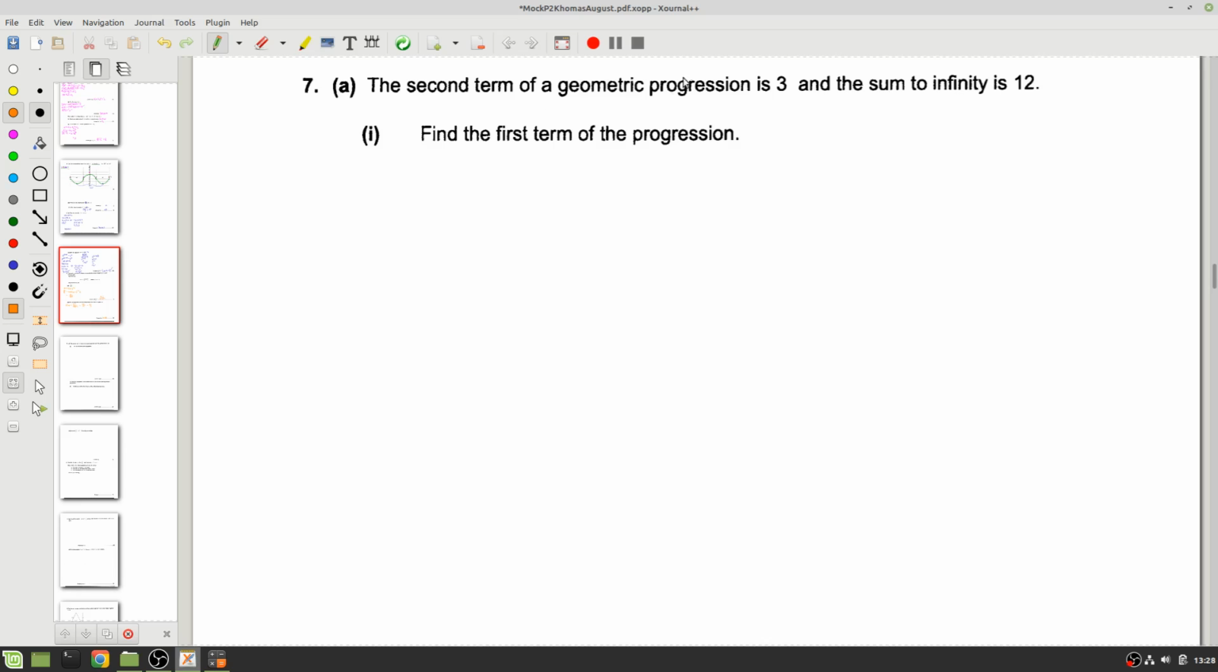Then we get to question 7. So the second term of a geometric progression. Okay, so this is sequences and series. The second term of a GP, so term 2 of a GP, is 3.